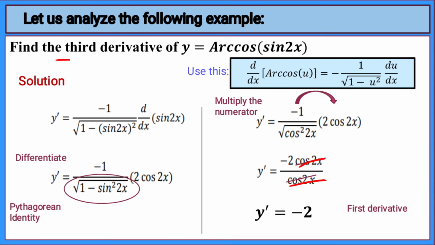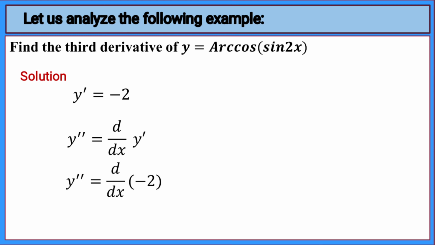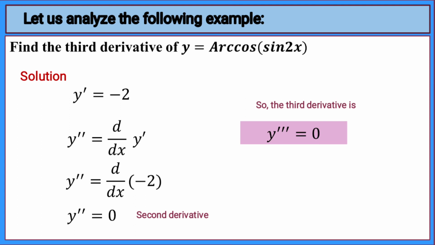Because we are looking for the third derivative, okay? So we got the first derivative already, and let us continue. We have y prime is equals to negative 2 already. And next thing, we are going to get the derivative of this y prime, or the derivative of the first derivative, right? So the derivative of negative 2 is 0. So this will be our second derivative. And that means that our third derivative is also 0. Okay, so our third derivative for arc cosine sine 2x is 0.